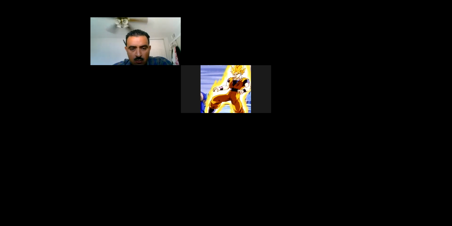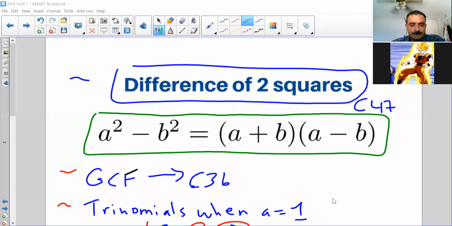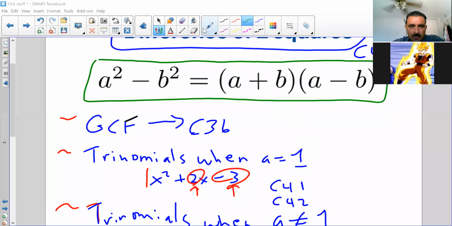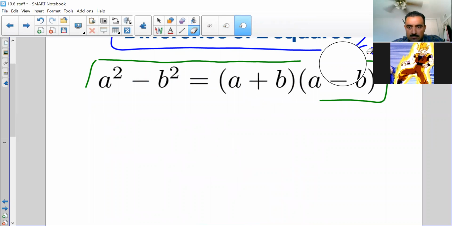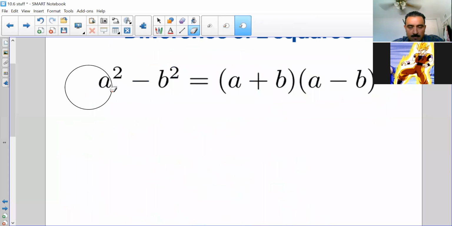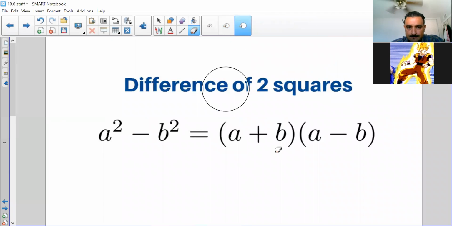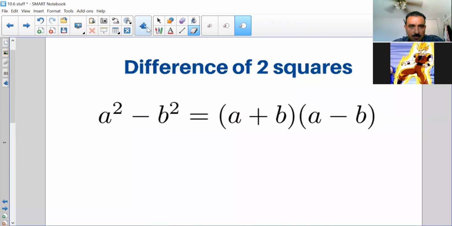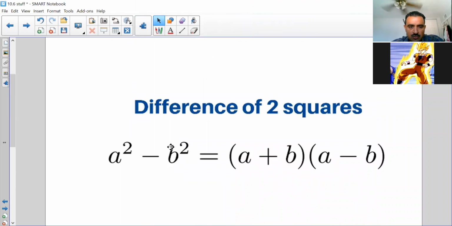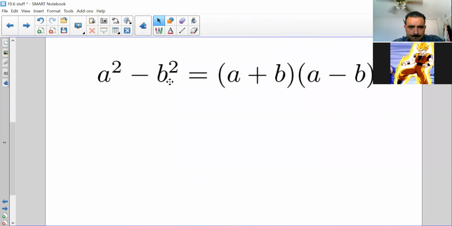Let's go back to that warm-up. That warm-up is going to transition right into the notes today. Watch. So let me erase this garbage. Actually, I don't have to. Yeah, let me erase it because I want to use that as a guide. Watch. So let me drag this puppy down here. So difference of two squares.